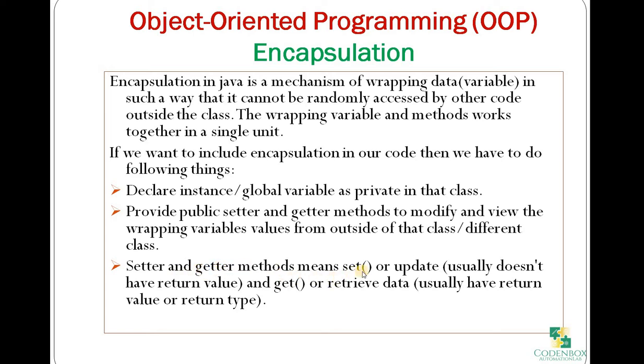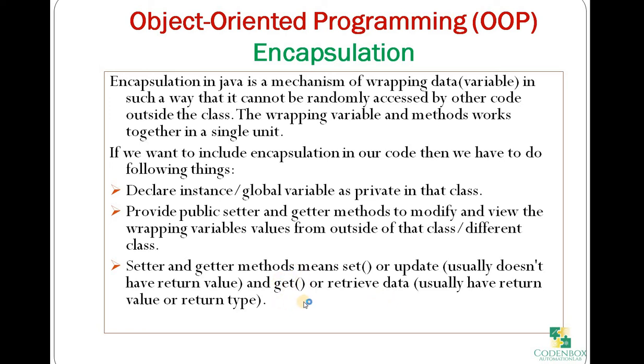Setter and getter methods mean set or update the value. The setter method doesn't have a return value, because this set method will help you just to set or initialize the data or those variables. So there will be no return type for a set method. Similarly, the get method is used to retrieve the data, so it will have a return type, because this get method will help to retrieve the data.